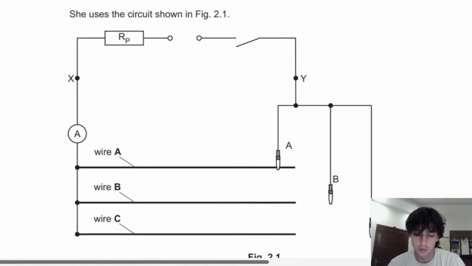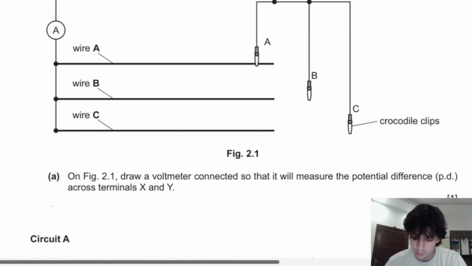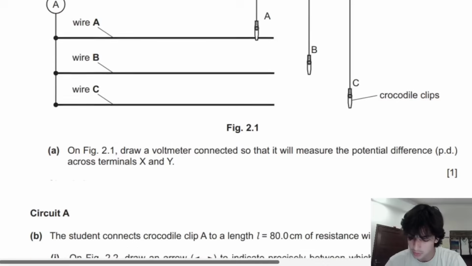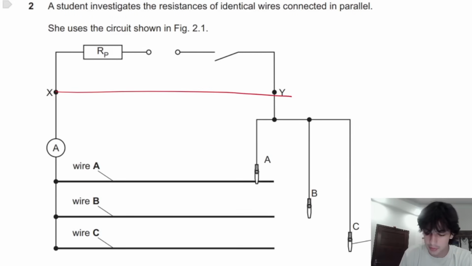Now let's go over this question carefully. A student investigates the resistance of wires in parallel. Draw a voltmeter connected so that it measures the potential difference across terminals X and Y. Very simple. Between X and Y, we're just going to have a straight line just like this, and in the middle we'll just add a big circle with the letter V in it.